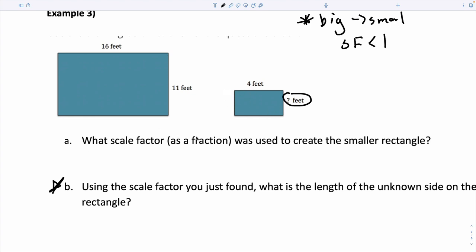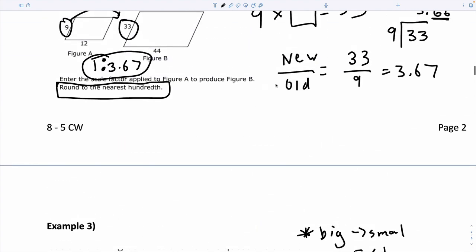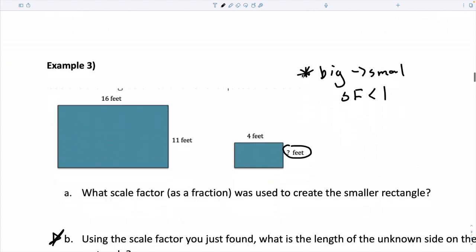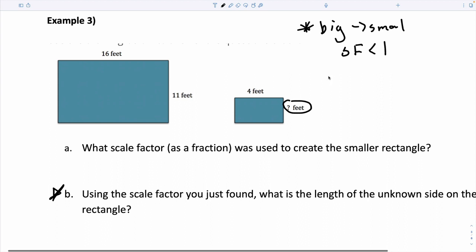They want to know the scale factor as a fraction to create the smaller image. And to find the scale factor, I'm going to always take the new side and divide it by old. Your new side is 4. Your old side is 16. The answer is not 4 for this. It is not 16 divided by 4. What would it be instead?